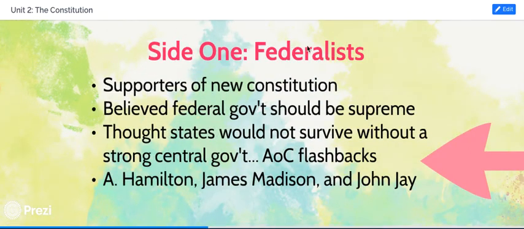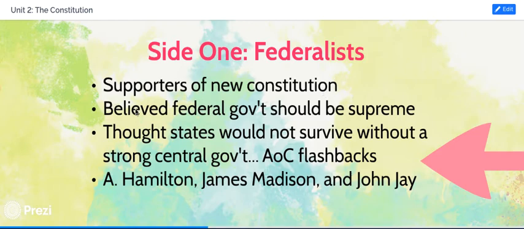The side one is our federal side, and we call them the Federalists. Oh my gosh, y'all, please make sure you underline the word federal. They named themselves after the level they liked the best. Got it? Good. All right. They love this new Constitution. They are here for it. They love it. It's their favorite.